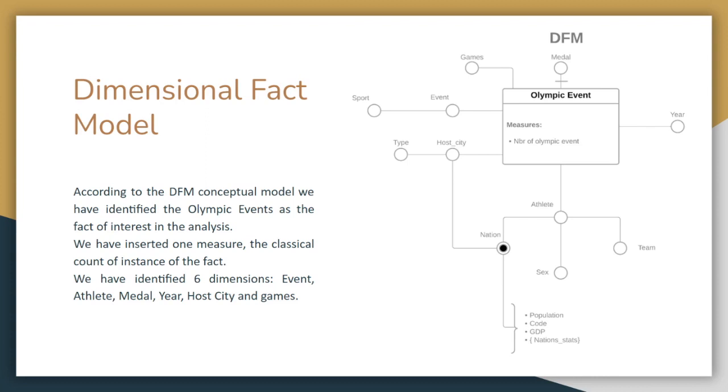Also, we have used the yesterday or today configuration for the dynamicity of dimensions. So sometimes our hierarchical dimension attributes can change, for instance, changing the nationality of the athlete over time, and things like this.